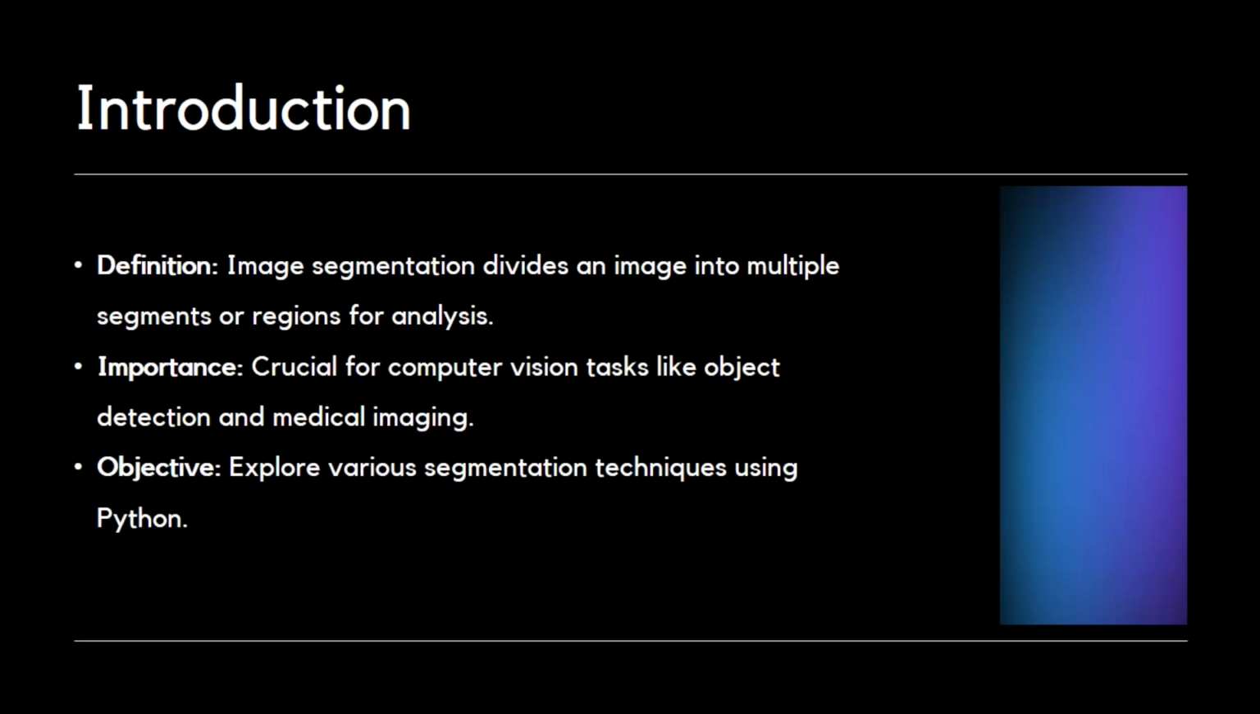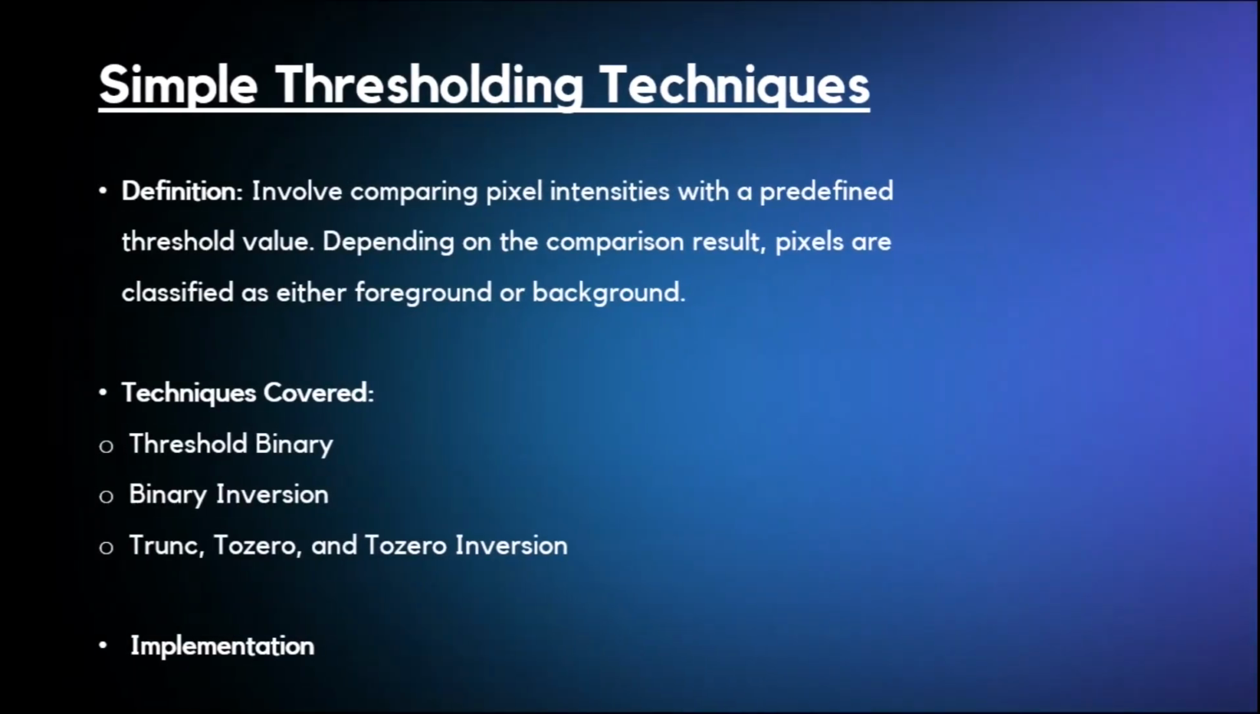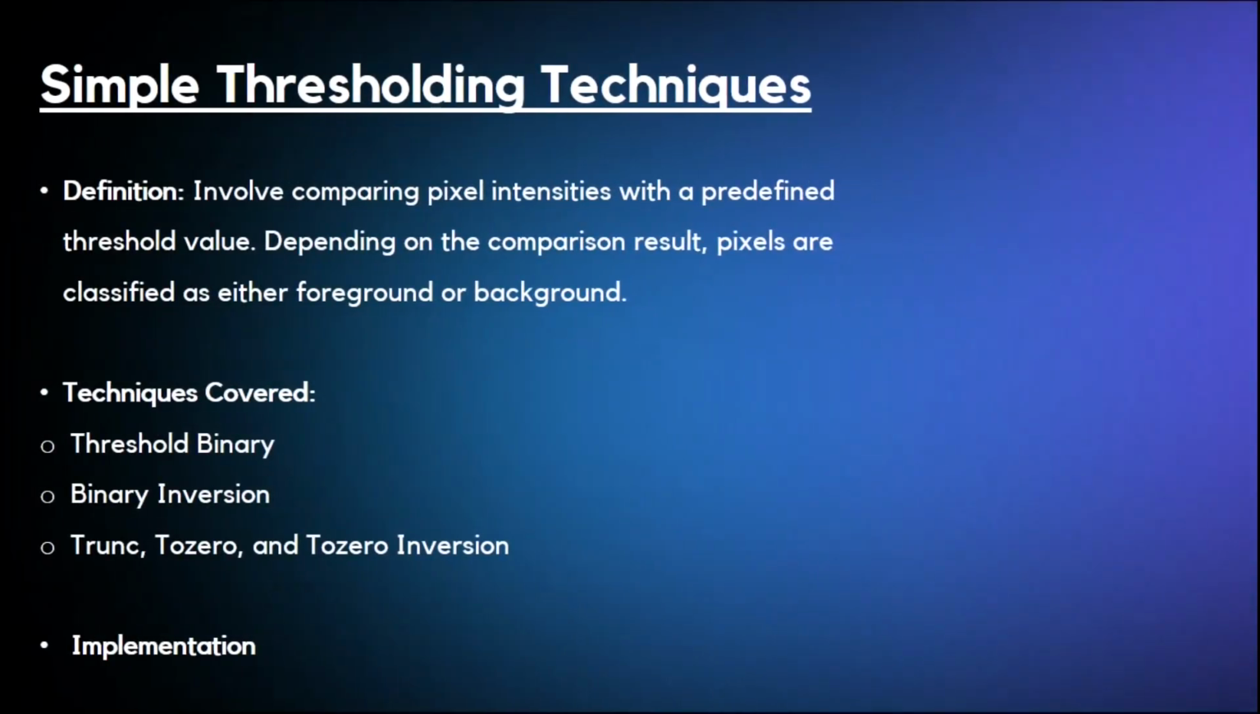In this tutorial we will explore different techniques for image segmentation in Python, focusing on simple thresholding methods like threshold binary, binary inversion, trunc, tozero, and tozero inversion. Additionally, we will delve into adaptive thresholding and Otsu's binarization technique. Our journey begins with simple thresholding techniques.